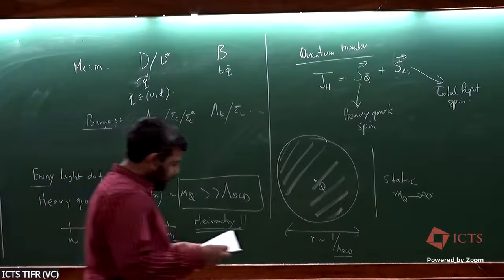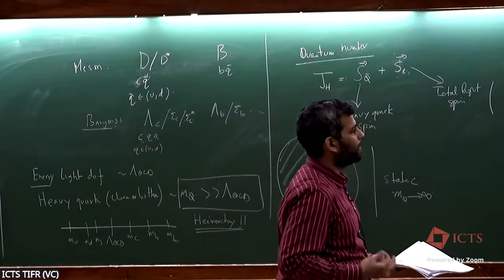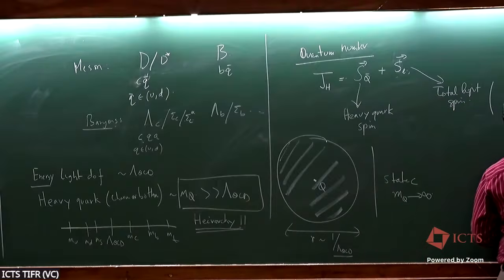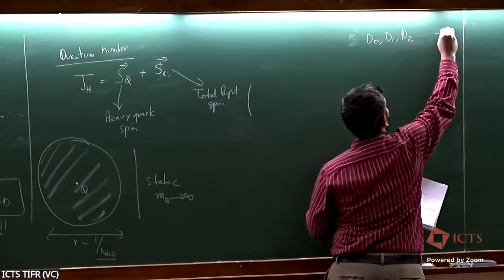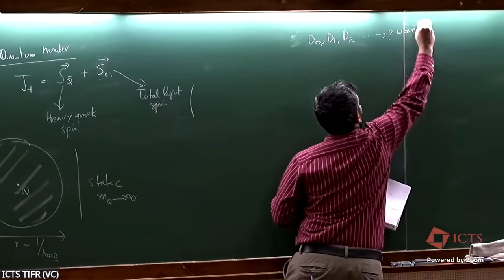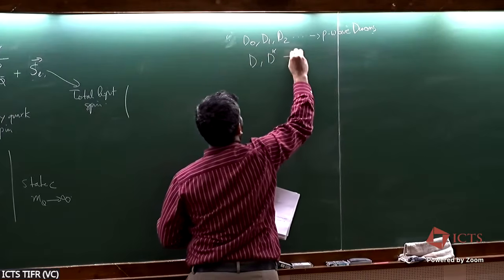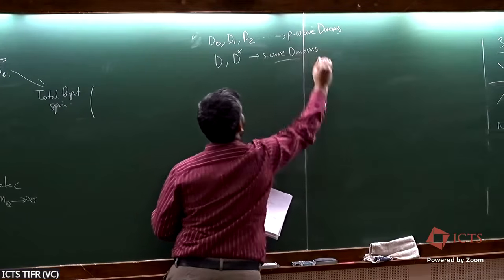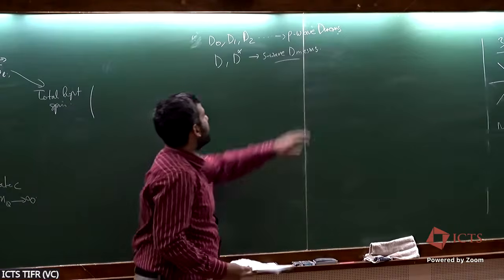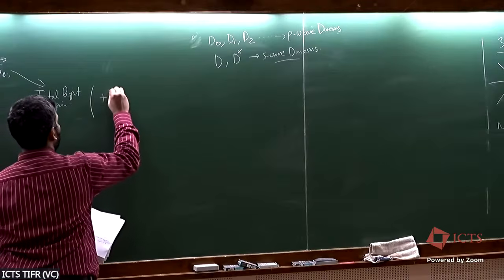So what is happening here is that this total light spin, in some cases, for example, if you want to describe P wave D mesons, such as D0, D1, D2, these are called P wave D mesons, and D and D star are called S wave D mesons. P wave, as the name suggests, because there is 1 unit of angular momentum. Sometimes this total light spin also accounts for orbital angular momentum.